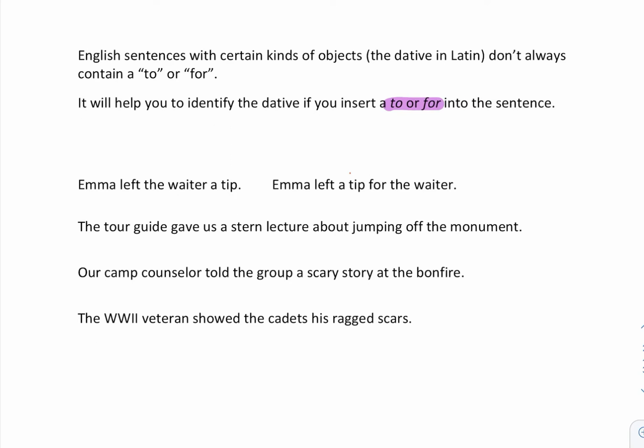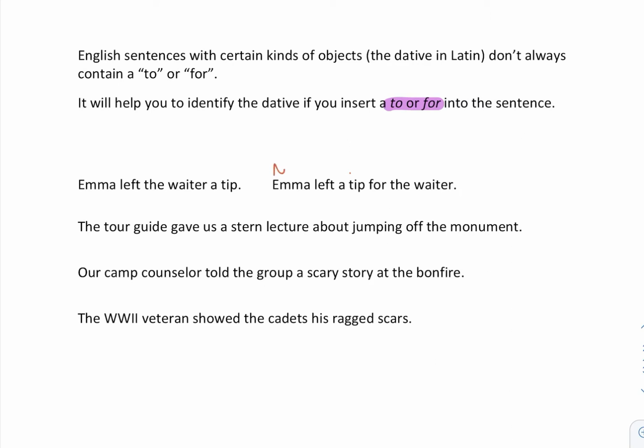So let's try these. If I said, Emma left the waiter a tip, there's no to or for in there. But if I said, Emma left a tip for the waiter, if I put it in the right place, it wouldn't go, Emma left the waiter for a tip. You don't leave a waiter behind in order to tip somebody, right? So you have to put the for where it makes most sense, which was, Emma left a tip for the waiter.